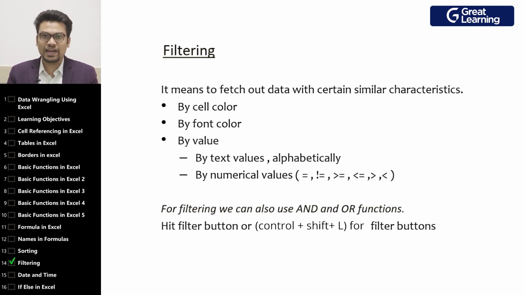If you don't have that particular drop down button, you can get that drop down button by simply pressing Ctrl Shift L. That would be the shortcut for that button. So now let's see how that goes in Excel.